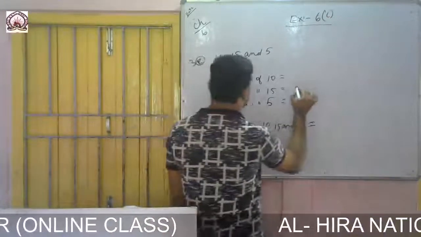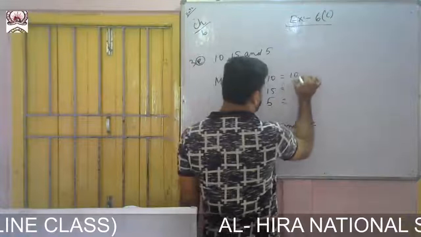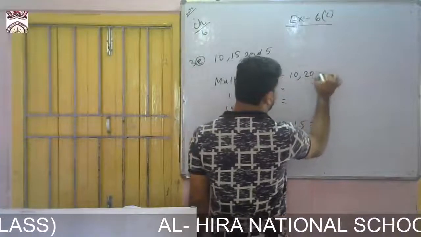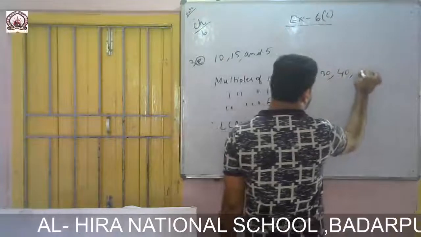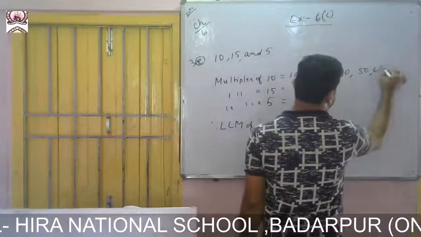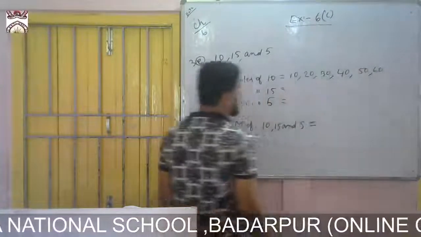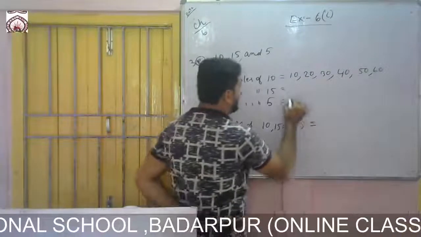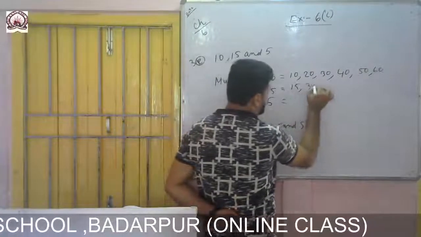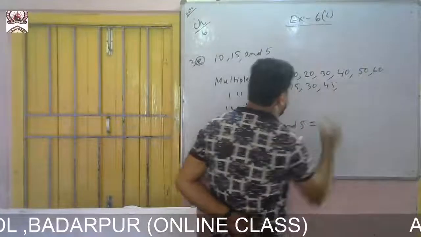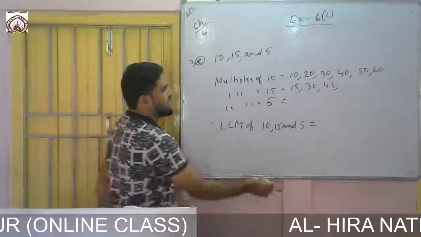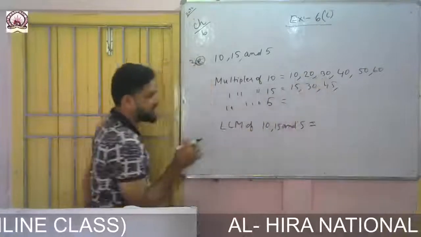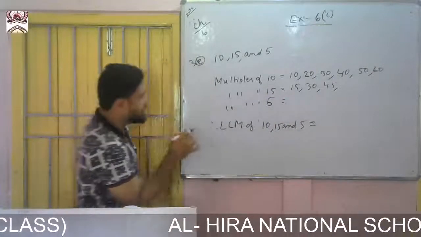10 1s are 10, 10 2s are 20, 10 3s are 30, 40, 50, 60. Okay, now up to that much. Then 15: 15, 30, 45. You got 30. I am stopping here because 30 is there. Now 5.